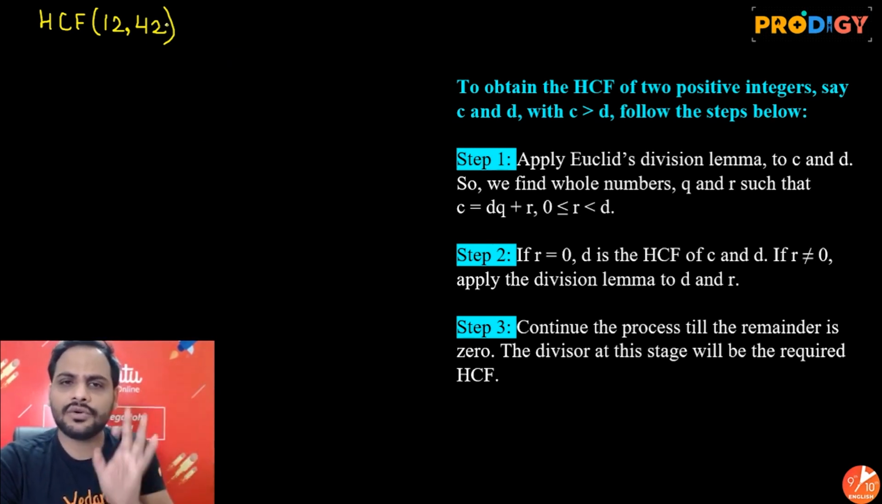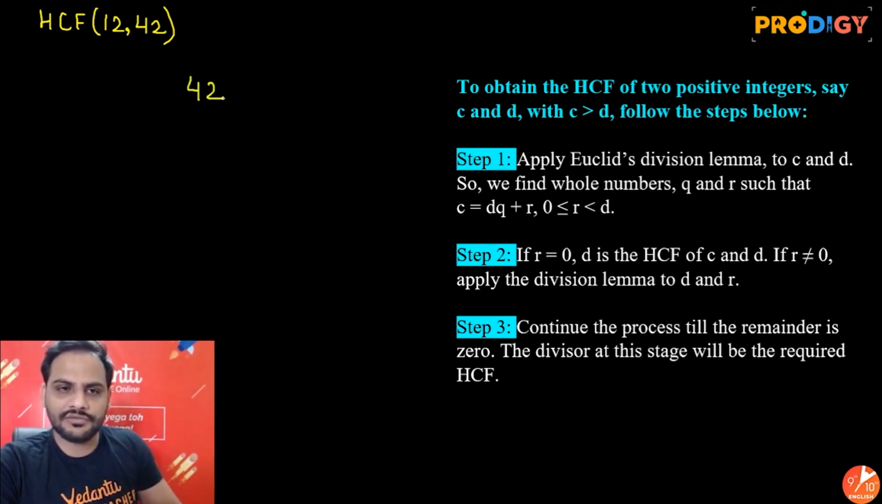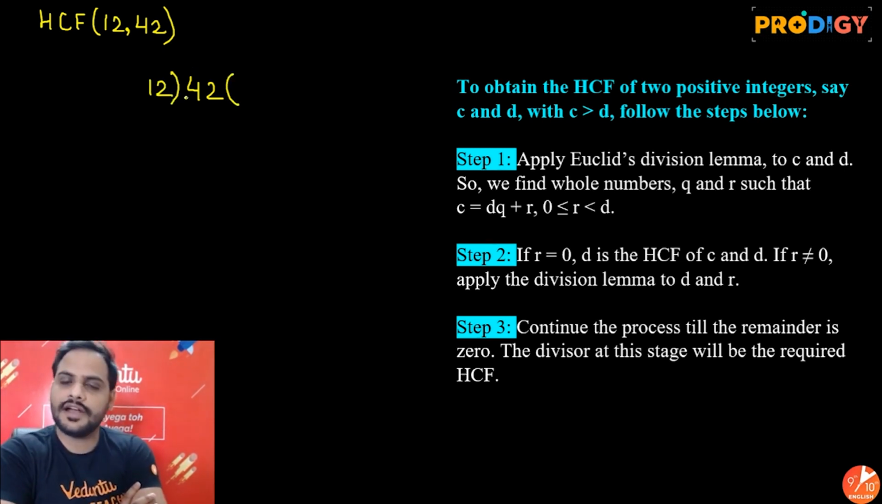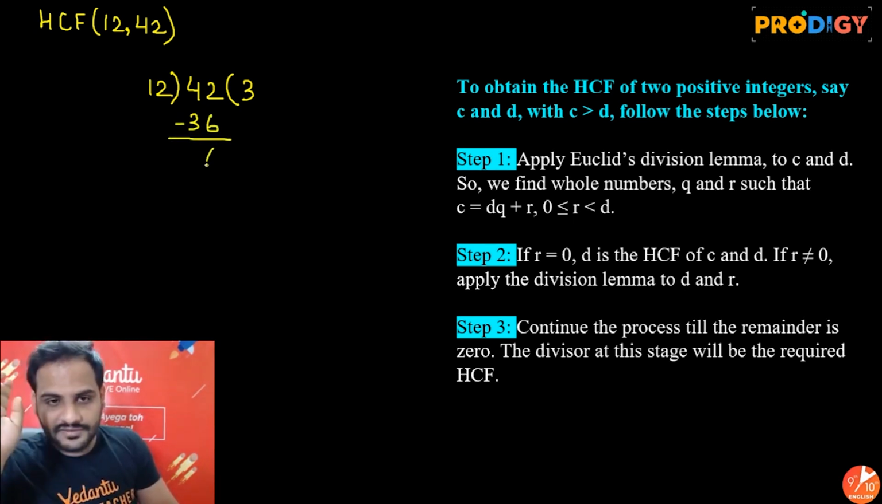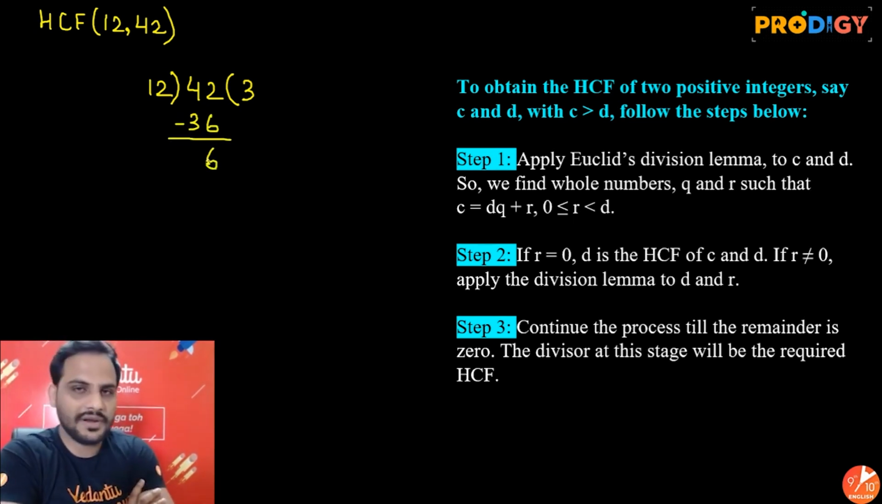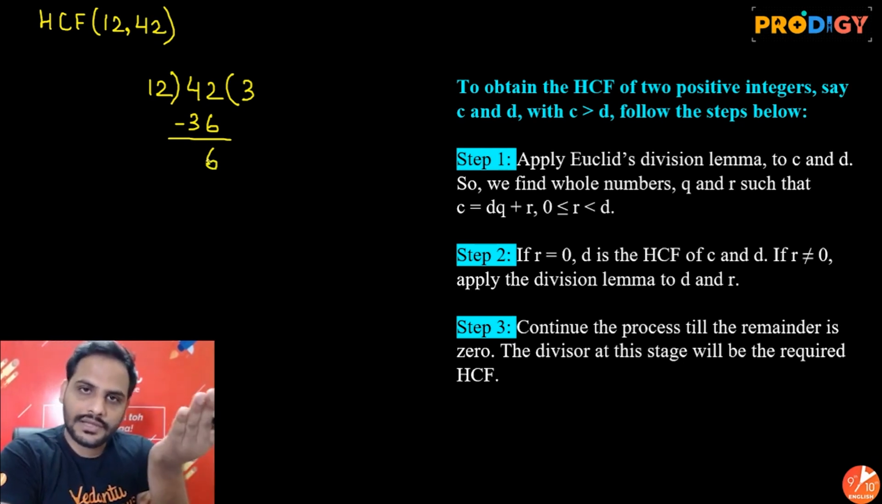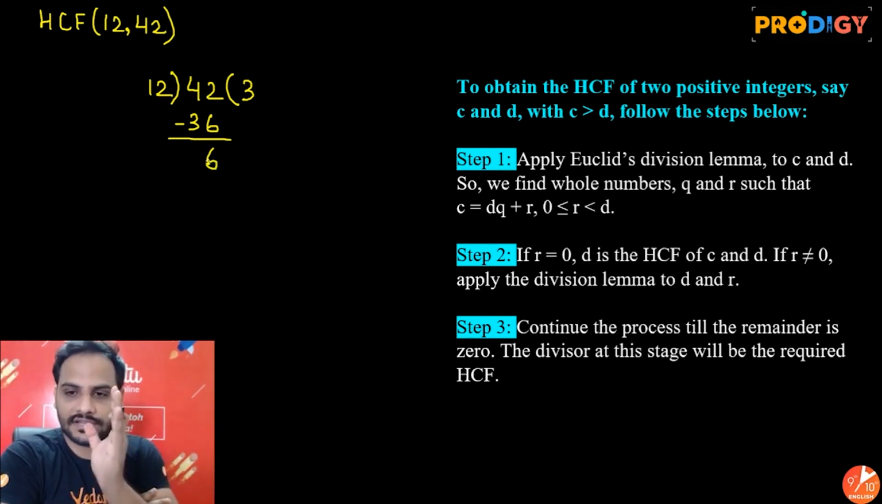Simple, beta: out of these two values, the bigger value will be your value of A. That means the bigger value will be your dividend, and the smaller value you use as divisor. Divide 42 by 12. Divide the bigger value by the smaller value. Now if I do the division, 12 3s are 36. What is the remainder, guys? The remainder over here will be 6.